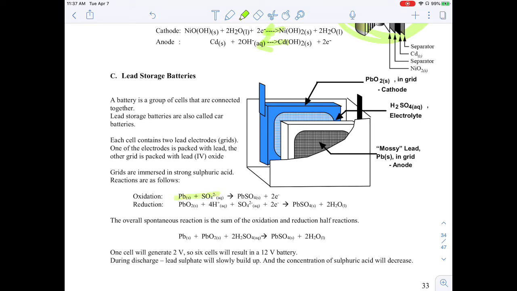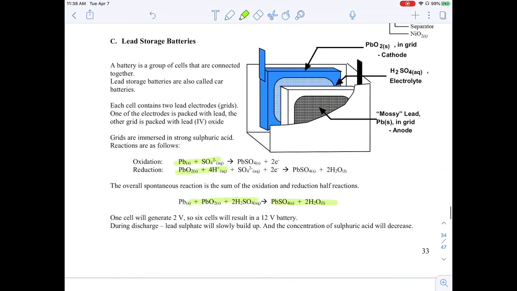So the forward reaction has lead and sulfate ions with lead 4 and acids. And that's our spontaneous reaction. And we produce lead 2 sulfate and water. But we can reverse the lead 2 sulfate and water reaction to recharge it.